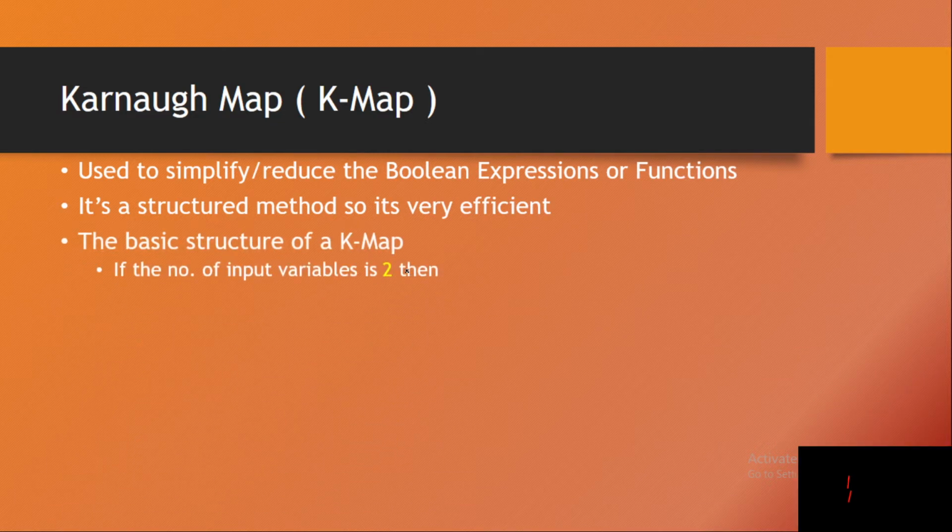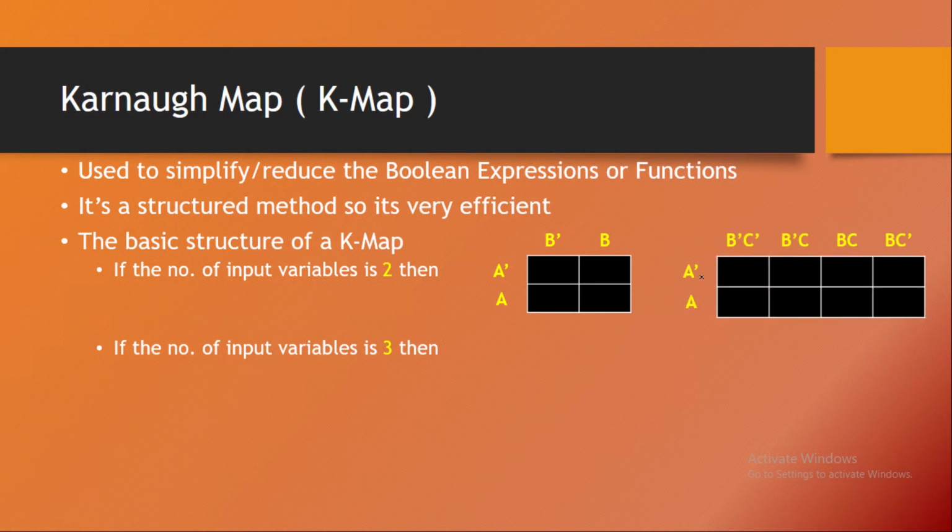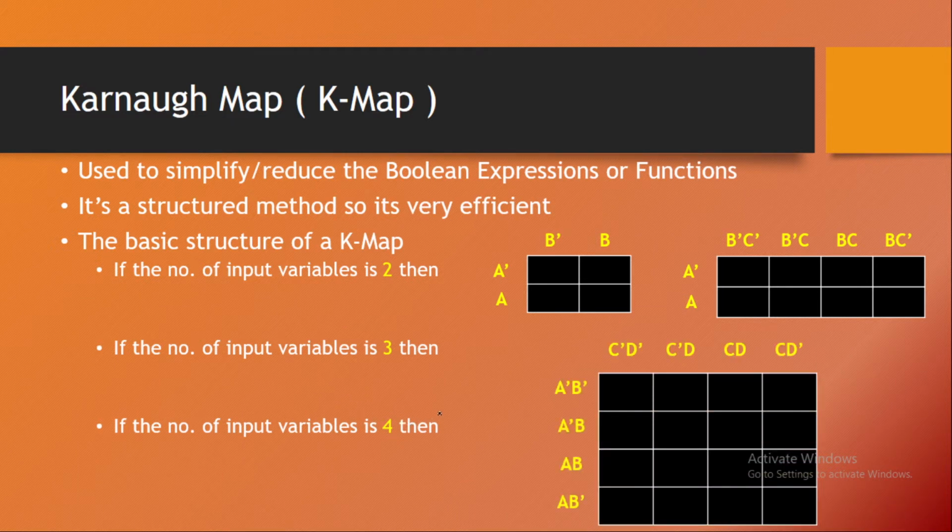Let's say the number of input variables in your Boolean expression is 2, let's call them A and B. Then the structure of a KMAP looks like this. It has 4 cells: cell number 0, 1, 2 and 3. Similarly, if the number of input variables is 3, then the structure slightly varies. It has 8 cells this time, 4 on the upper row and 4 on the lower row. Then suppose your input variables is 4, then obviously the number of cells inside a KMAP is 16.